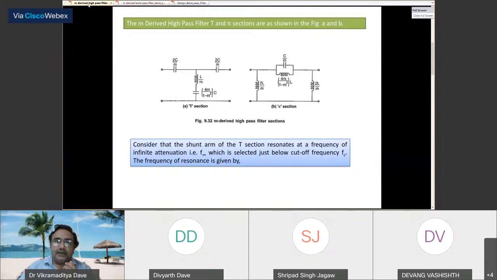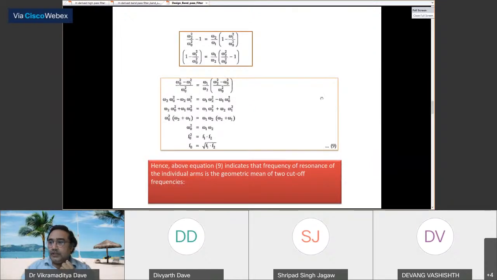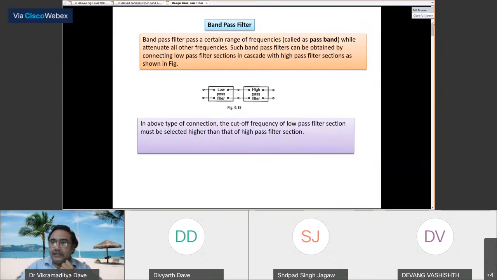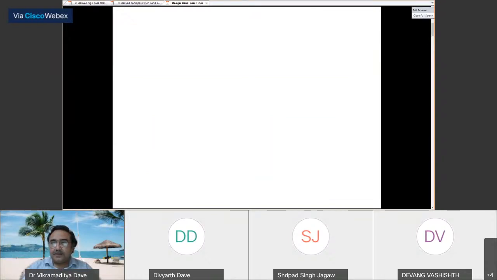Now today we will start with the M-derived band pass filter. We all know about the prototype constant K band pass filter, so let me revise that also. You all know this was the situation. So just quickly I run this PPT. This is what you have learned in the prototype band pass filter.